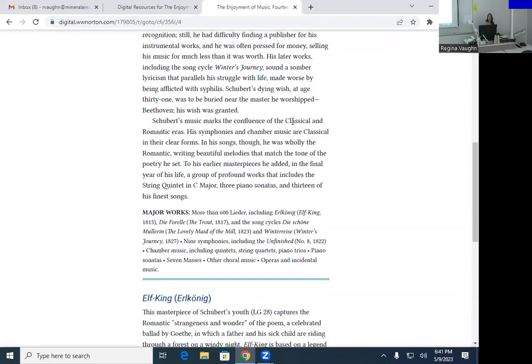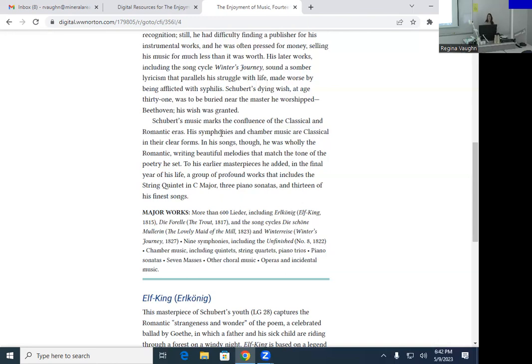Schubert marks the confluence of the classical and romantic eras, again like Beethoven. He bridges that gap between classicism and romanticism. His symphonies and chamber music are classical in their clear forms, and his songs are romantic. So in his larger works, he still has a foot in the classical realm of being very structured and following the rules. But in his songs, in his lieder, he was much more free and much more in the romantic vein.